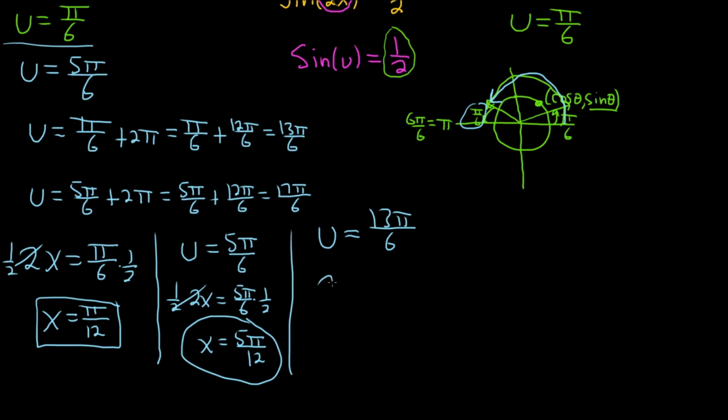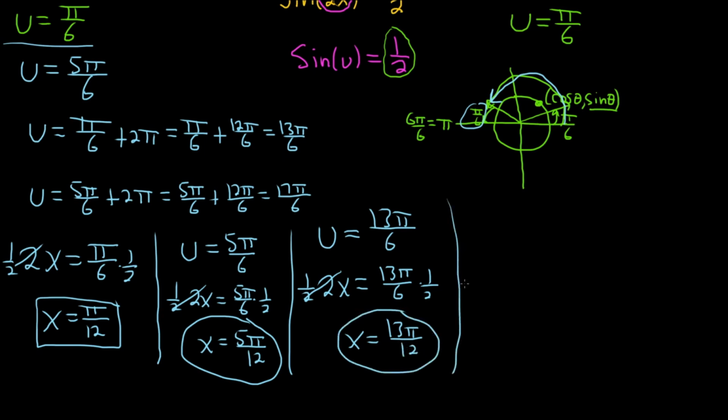The next one would be u equals 13 pi over 6. But again, u is 2x. So 2x is equal to 13 pi over 6. Then you just multiply by 1/2. So you get x equals 13 pi over 12. Boom.